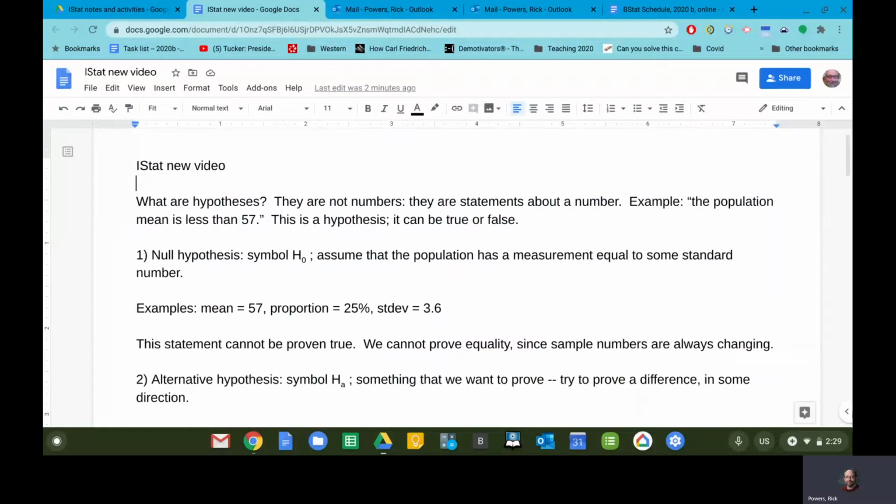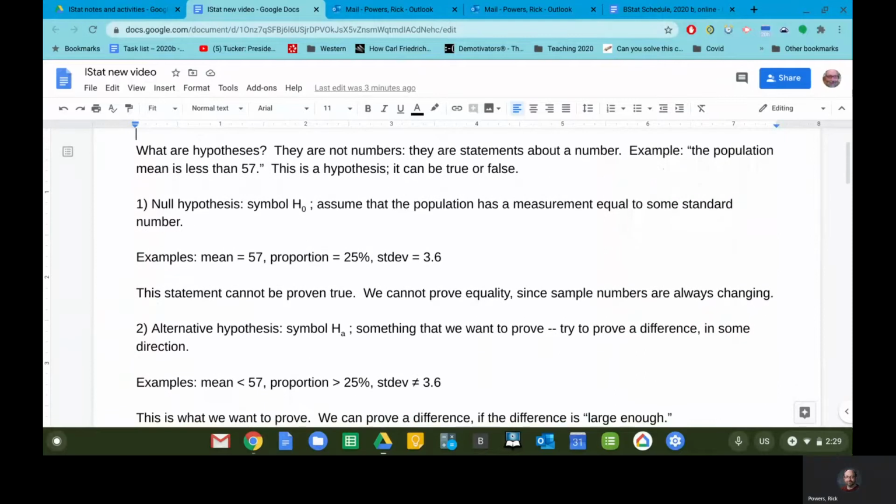Number one, a null hypothesis, symbol H sub 0. We assume that the population has a measurement equal to some standard number. Examples, the mean is equal to 57. The proportion is equal to 25%. Standard deviation is equal to 3.6. This statement cannot be proven true. We cannot prove equality since sample numbers are always changing.